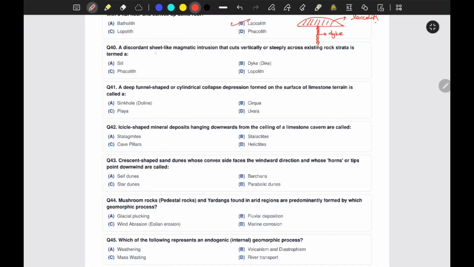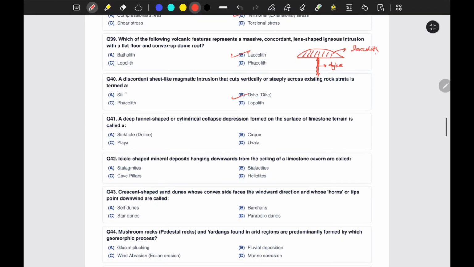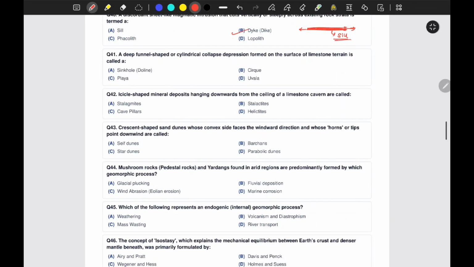Question number 40. A discordant sheet-like magmatic intrusion that cuts vertically or steeply across existing rock strata is termed as a sill, phacolith, dike or lopolith. The correct answer is dike, as I've shown you. Okay, what is a sill? For example, a vertical magmatic intrusion is known as a dike. But when the same thing happens horizontally, there is a horizontal pipe-like structure which carries magma in a horizontal manner, this is known as a sill.